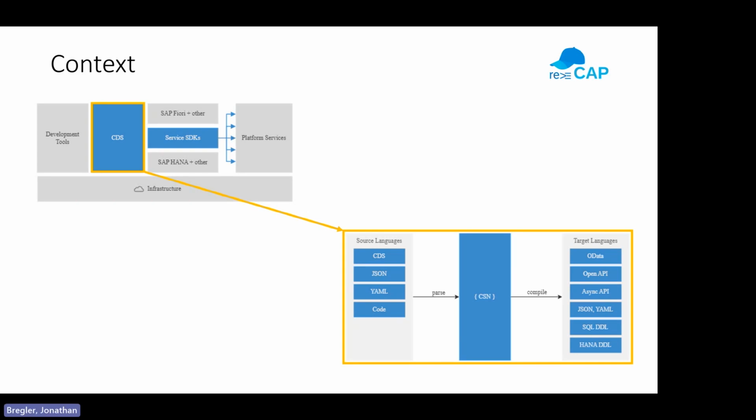If you're familiar with how CAP works, I'm just not going to touch it anymore. Right, so you have several inputs, then everything is transformed into CSN, and then you have outputs. And what I'm focusing on today in this picture is from CDS over to CSN, and then this HANA DDL box. This is what we're going to do today.